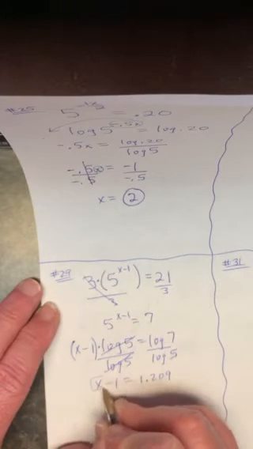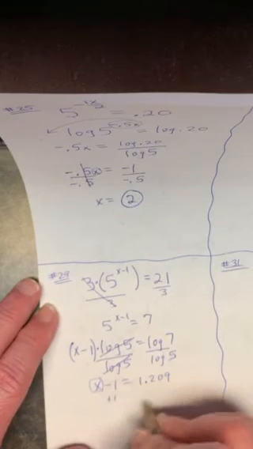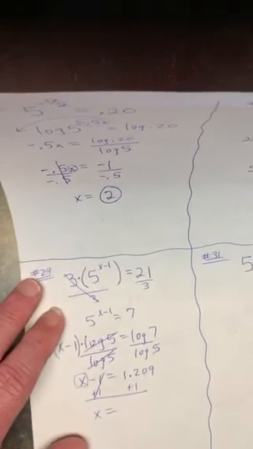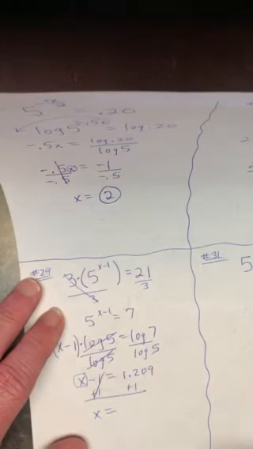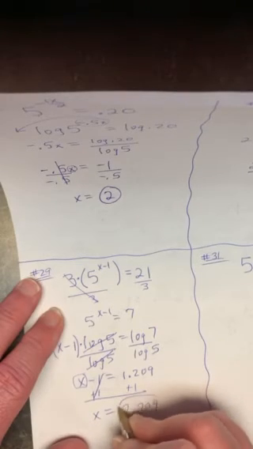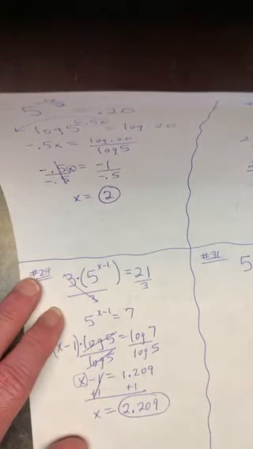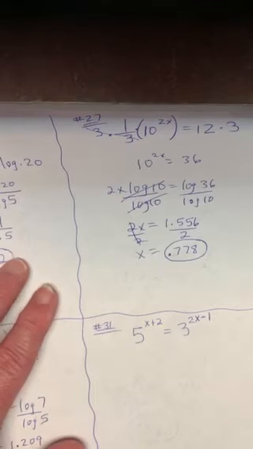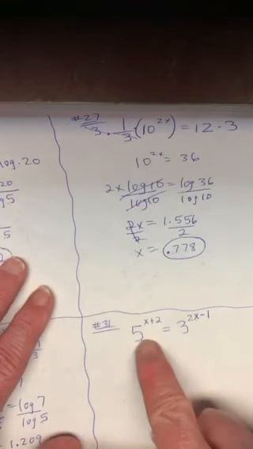Now to get that x by itself, don't we just add over the 1? And we did it. Wasn't as bad as it looked. 1.209 plus 1 gives me what? 2.209. And I solved that exponential equation. And then kind of our grand finale on exponential equations here, number 31.